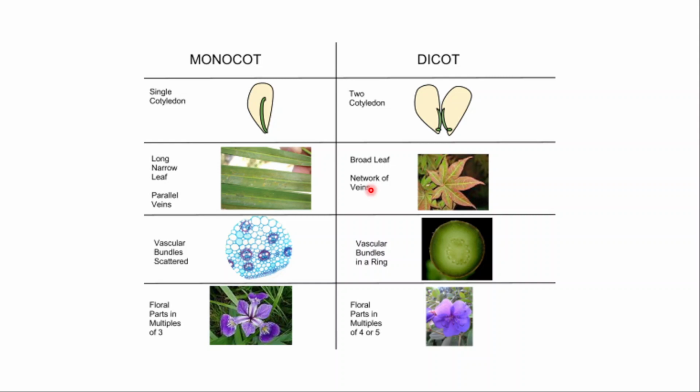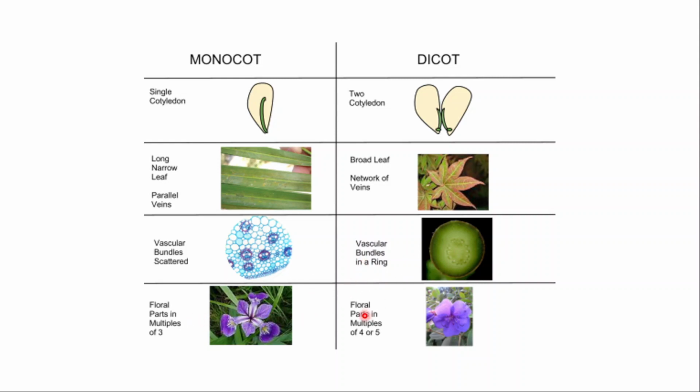If we look at vascular bundles, in a monocot they are scattered, while in a dicot they are arranged in a ring, as you can see here. A vascular bundle consists of the xylem and the phloem and all the conducting tissues of a plant. So they occur in bundles in a monocot, while in a dicot they occur in a ring.